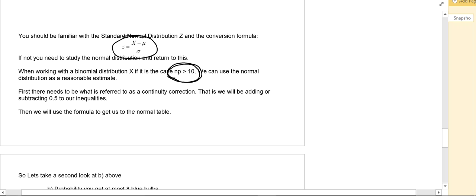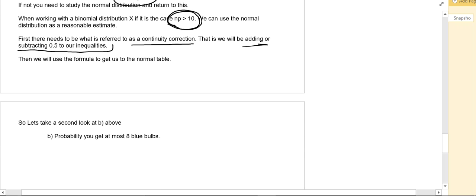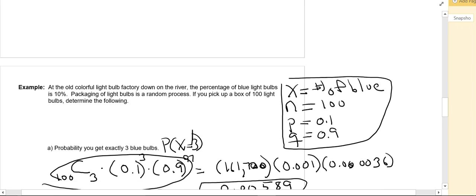Now, there will be an adjustment to be made. It's called a continuity correction. That is, we're going to be adding or subtracting a half to our inequalities. We're going to either have to add or subtract a half to our inequalities. That is because we're going from a discrete distribution to a continuous distribution. All right, so now we're going to take a second look at our problem up here.